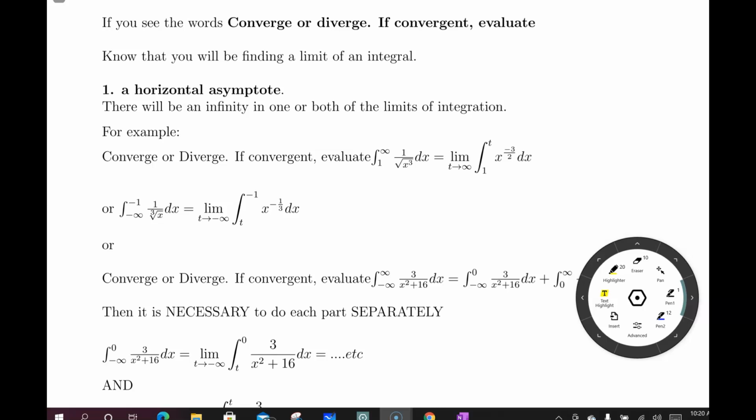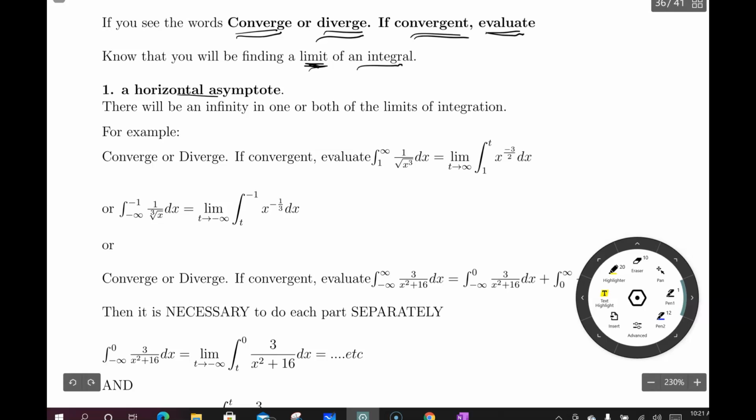Okay, so let's just summarize. Just want to make sure it's a little bit different of material than we've been doing with all these integration techniques. So when you see the words converge or diverge, if convergent, evaluate, you're going to be finding the limit of an integral. So you're ready to write a lot, right? You've got to take a lot of steps to rewrite it with a limit.